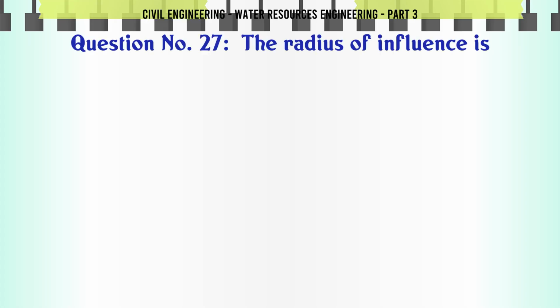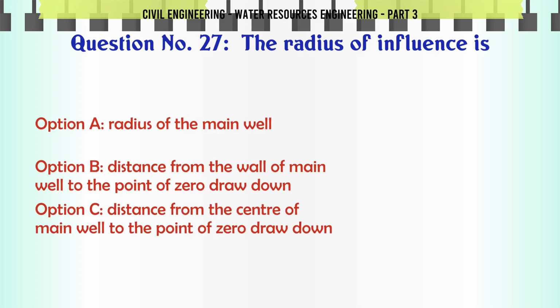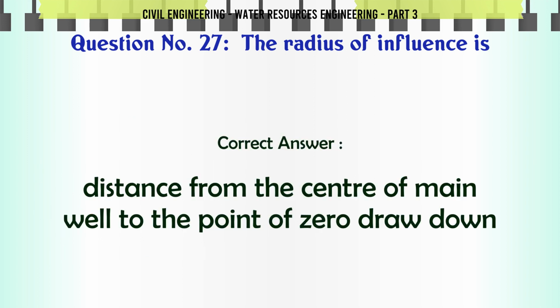The radius of influence is A. Radius of the main well. B. Distance from the wall of main well to the point of zero drawdown. C. Distance from the center of main well to the point of zero drawdown. D. None of these. The correct answer is distance from the center of main well to the point of zero drawdown.